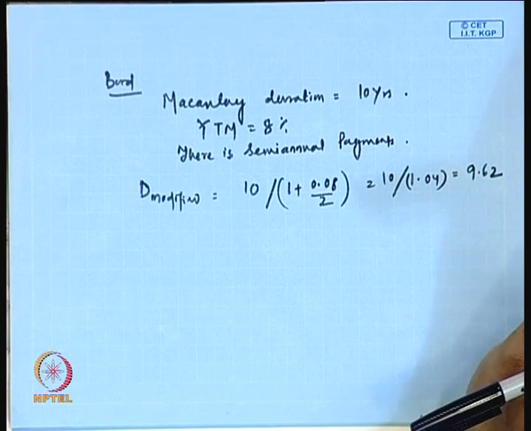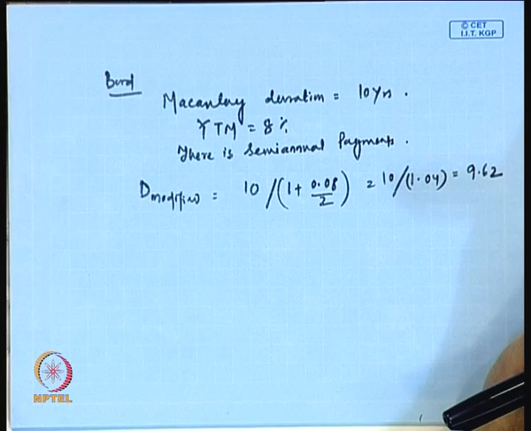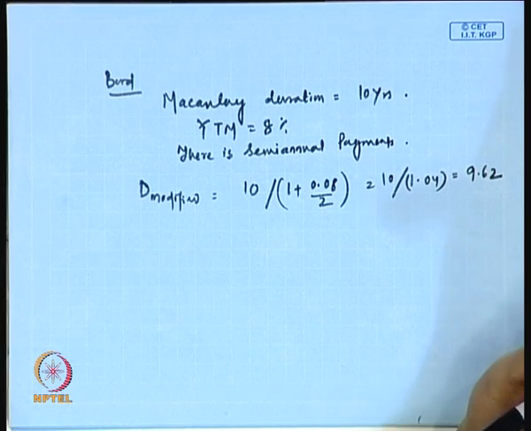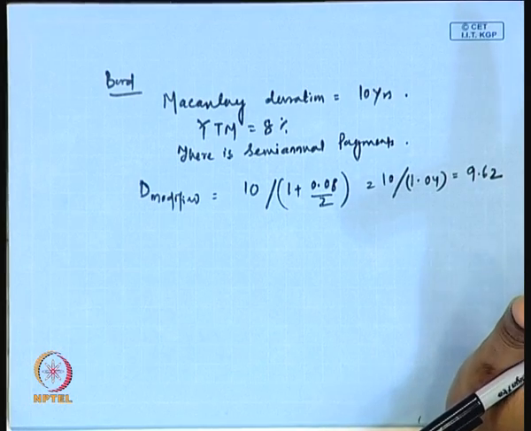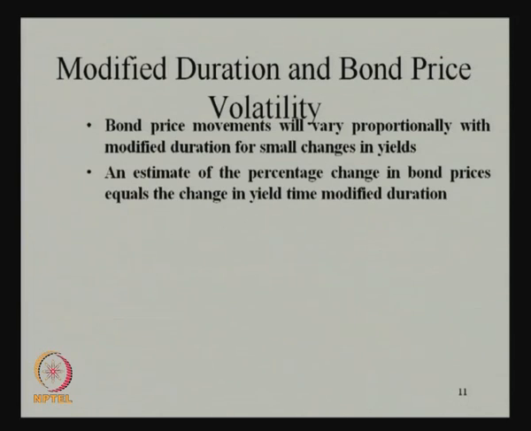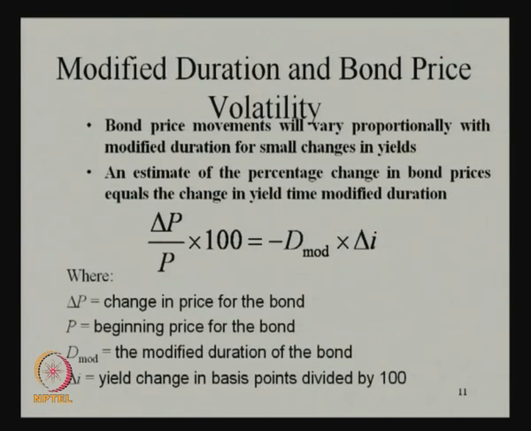What we can see is that the price of a particular bond will vary proportionally with the modified duration for a small change in the yield. Bond price movements vary proportionally with modified duration for small changes in yield. If there is a small change in the yield, the bond price will change proportionally with the modified duration.